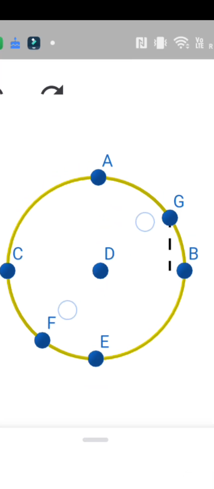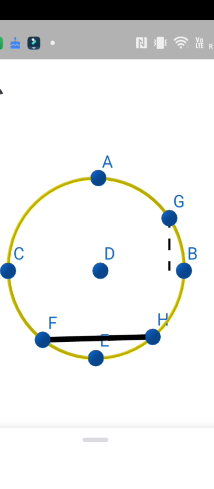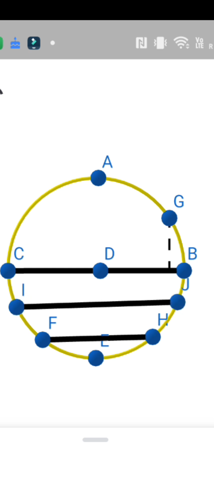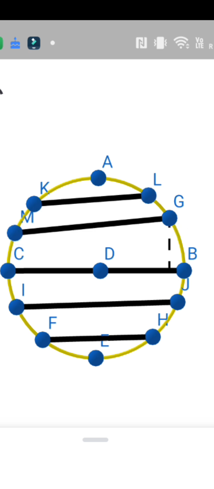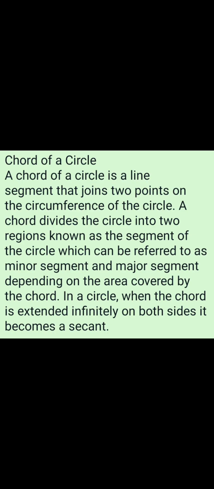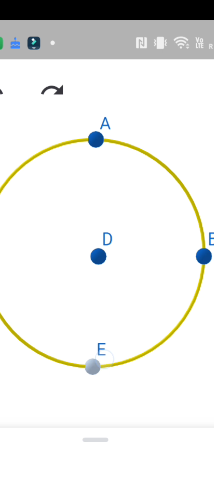Now if we take various points on the circumference of the circle and we join any two of them, then these lines are called chords of the circle. Every line which joins two points on the circumference of the circle is called a chord of the circle. Here you can see that we have CDB, which is diameter of the circle. So we can say diameter of the circle is the biggest chord of the circle.